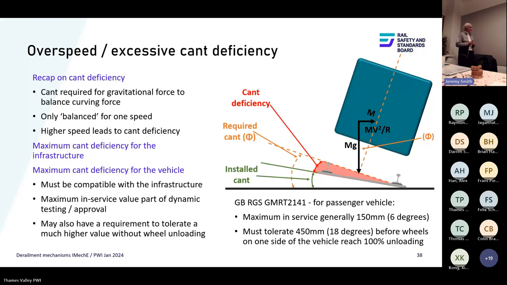So down at the bottom, if we look at passenger vehicles, in GMRT 2141, the maximum in service for most is 150 millimetres, 6 degrees. But it's a requirement of the vehicle design that they must be able to tolerate 450 millimetres, 18 degrees, three times as much before all the wheels along one side unload. That's not quite the same as overturning, because if the centre of gravity is still in the middle, it's not gone over, but it's well on the way. It's a calculation. It's not a test. Though there were some tests done at Dover in the 1970s to prove what sort of speed you have to go to overturn. So that's a safety margin, and we need that safety margin.